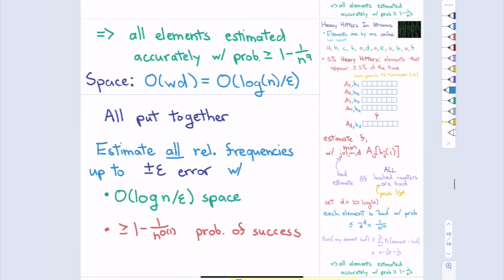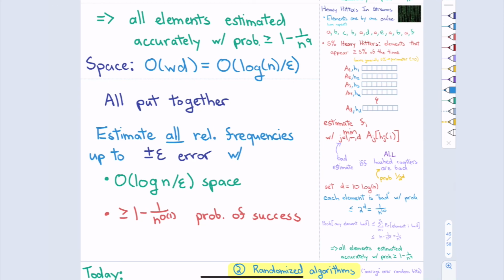Okay. So when you put everything together, we're able to estimate all of the relative frequencies up to plus or minus epsilon, using only log n over epsilon space. Here the log is around n, not epsilon. And with probability of error polynomially small in n. You increase the constant in that log n over epsilon, and the probability of error goes down rapidly. You get to control the exponent of your probability of error. So that's a really great trade-off. It's an amazing, simple idea, but very practical.